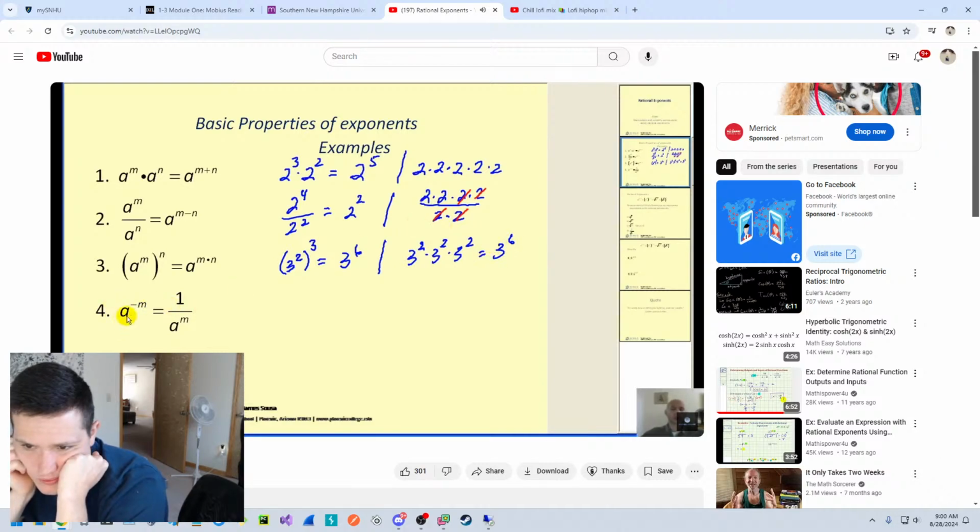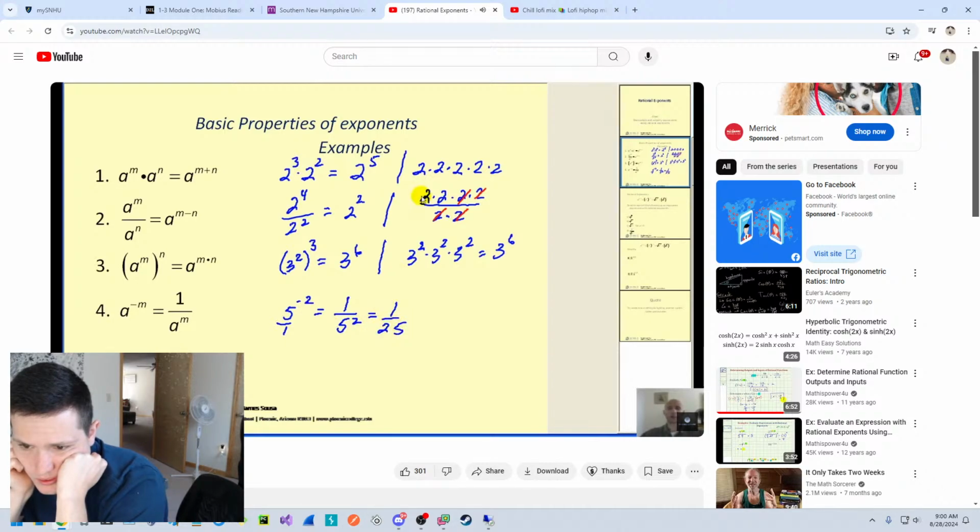The last rule is how to deal with a negative exponent. If I have 5 raised to the power of negative 2 and I want to simplify this, I always like to put this over 1. If this crosses the fraction bar, it's going to change the sign of the exponent. This is equivalent to 1 divided by 5 raised to the second power, or 1 over 25.